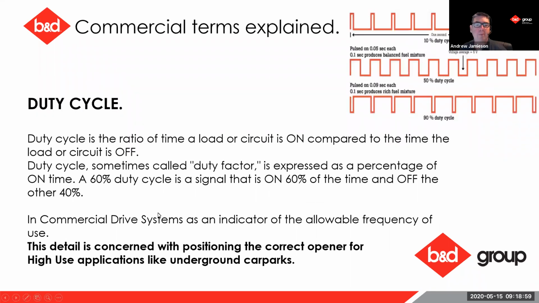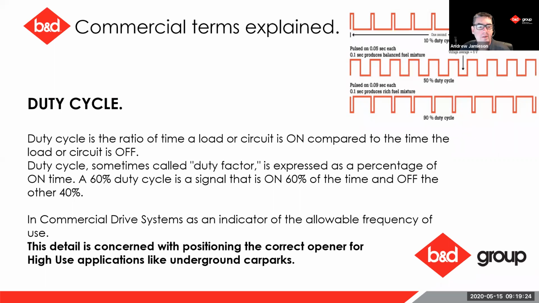Duty cycle will come up many times during the pack. It's the way we scale the opener's suitability to go into a commercial space, that it is high cycle, meaning it's going to be used and worked. Its workload is going to be heavy or light. So we normally talk about light duty, duty cycle, or commercial use, and then heavy duty.